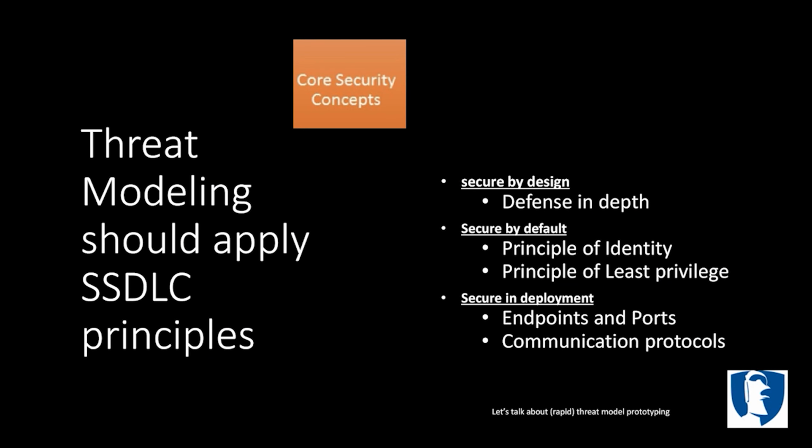The secure by default aspect has 2 parts to it. It has the principle of identity and the principle of least privilege. So principle of identity is, who am I? Am I allowed in the system as a person or as a thing contacting the system? Or am I anonymous? And the principle of least privilege is, once I get into the system, what can I do? If I can do everything in the system, well, that's not least privilege, is it? Threat modeling should answer that.